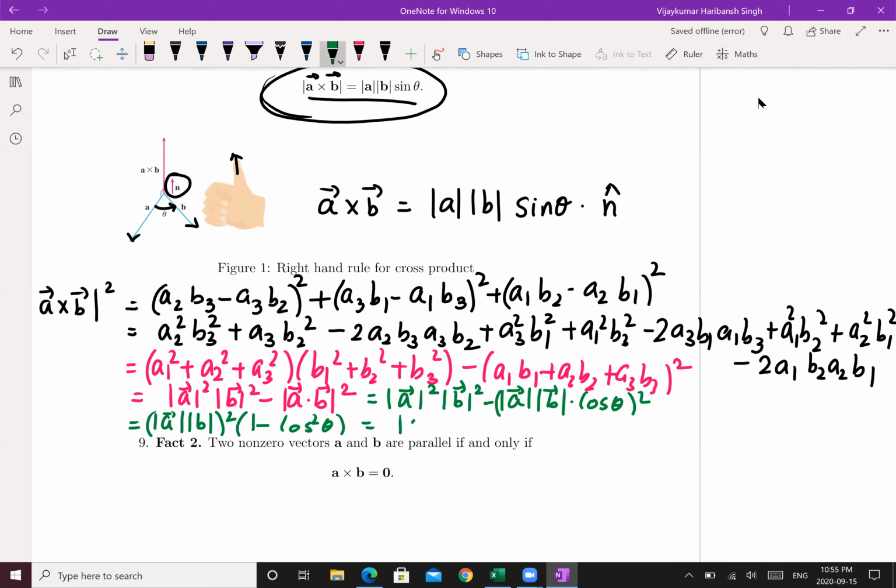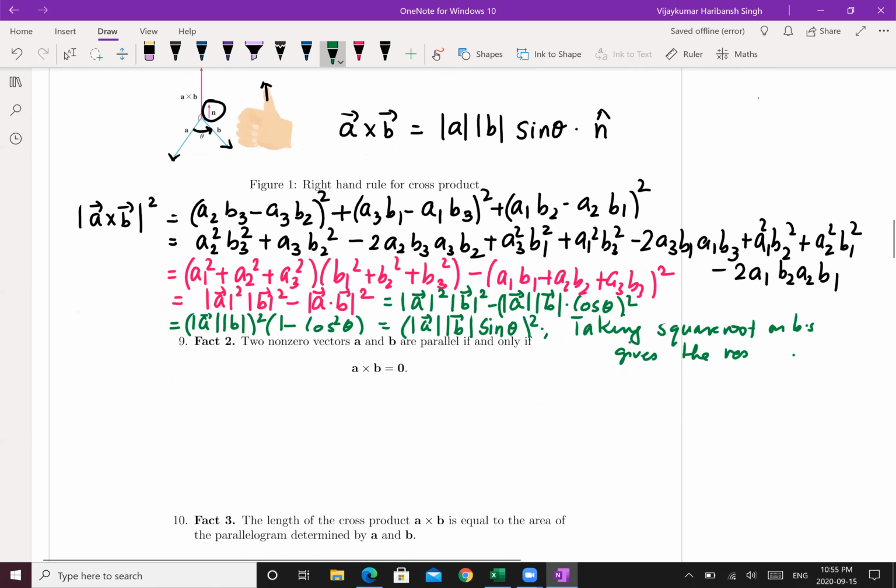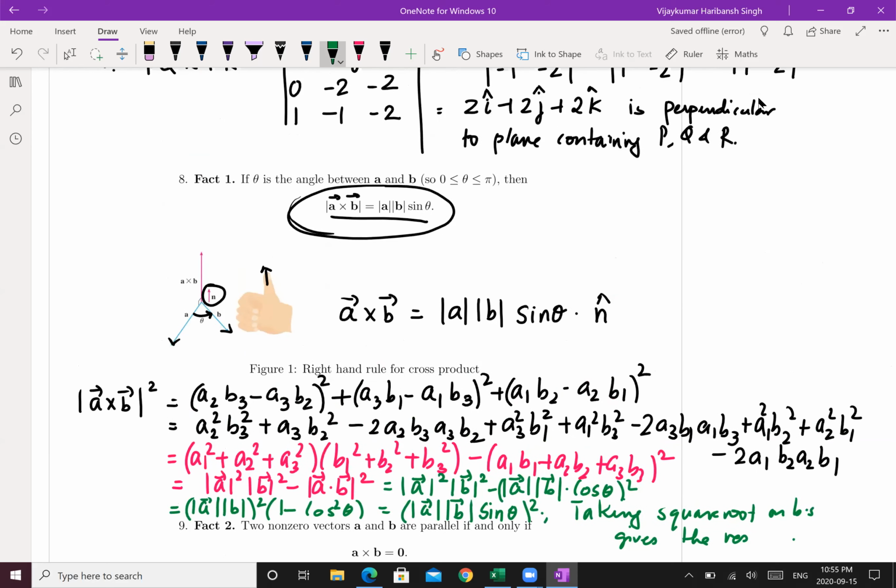So which is going to be length of a, length of b sine theta, actually sine square theta, but I can write this as whole square. So if you take square root on both sides, it will give you the result. Again, you have to argue that the sine theta is going to be positive. You're taking the positive square root. So here it is. So we have a cross b equals to length of a, length of b sine theta.